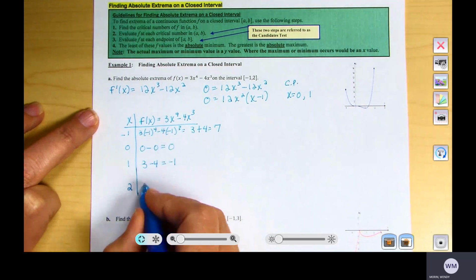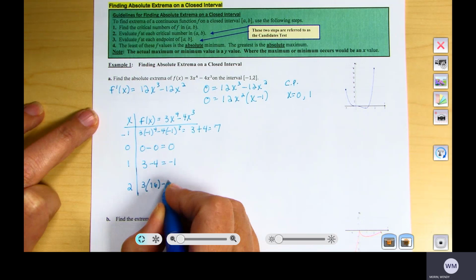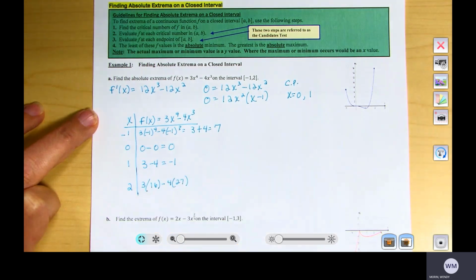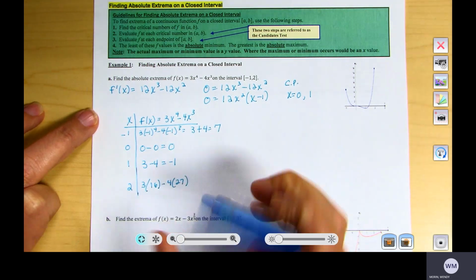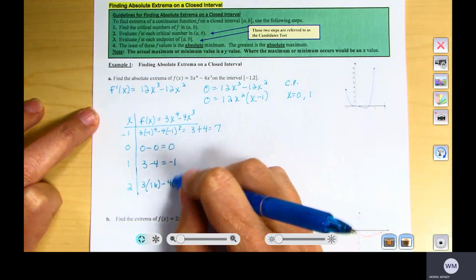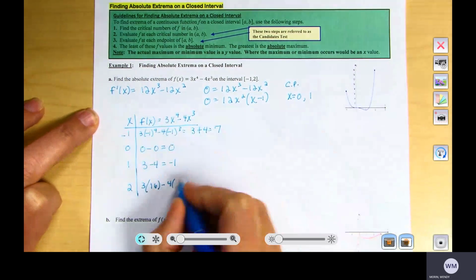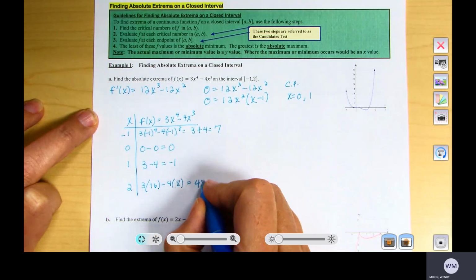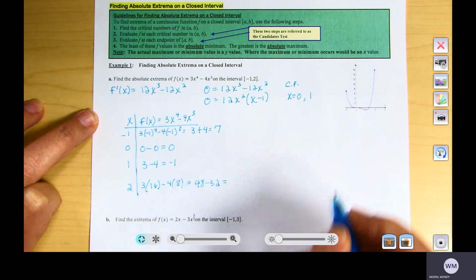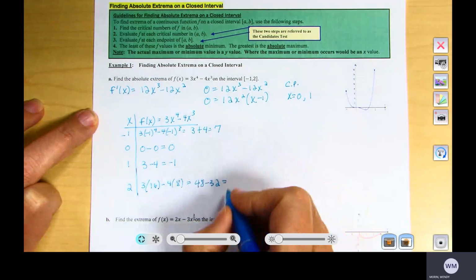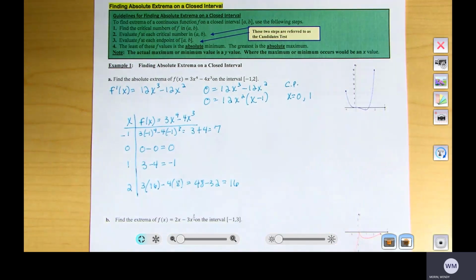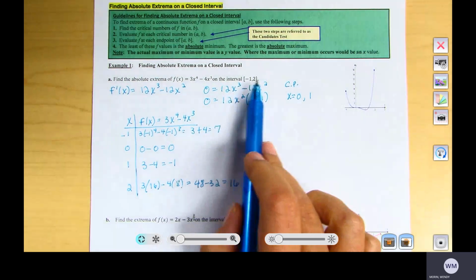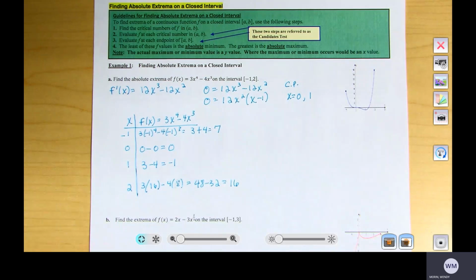And when you plug in 2, that's going to be 3 times 16 minus 4 times 8. Sorry, 4 times 8. Okay, which is 48 minus 32, which totals how much? 16, correct? Okay, so if you're going to have absolute extrema, and you will because it's a closed interval, it's going to occur at one of these 4 values.